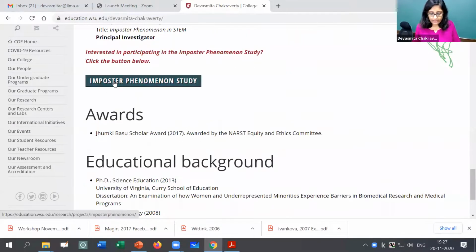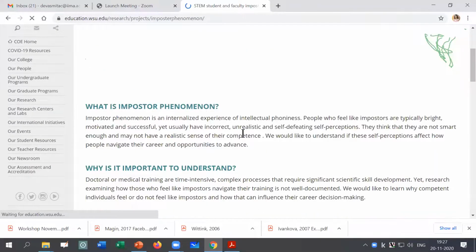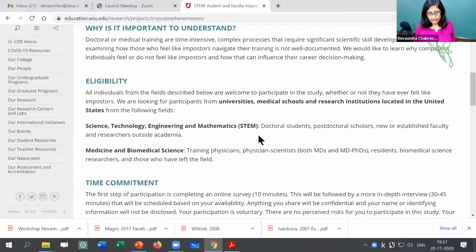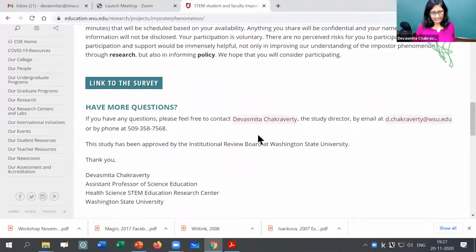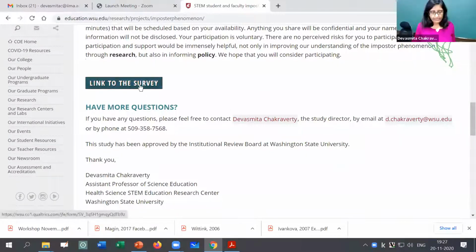When you click on that, it tells you about, first of all, what is the imposter phenomenon? Because you want people to understand what it is even before they are eligible to participate. Then I talked about why is it important, eligibility, time commitment, the usual things that we talk about. Okay. Then came the link to the survey that doesn't work now.